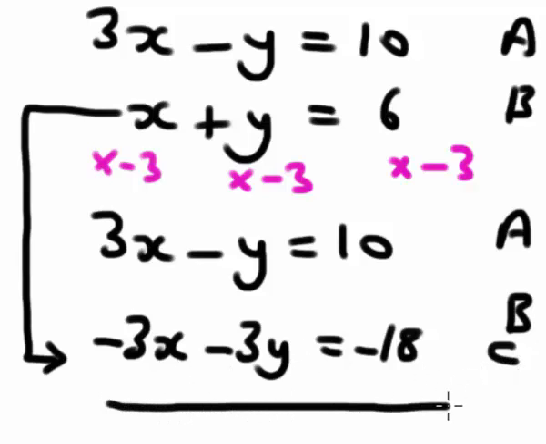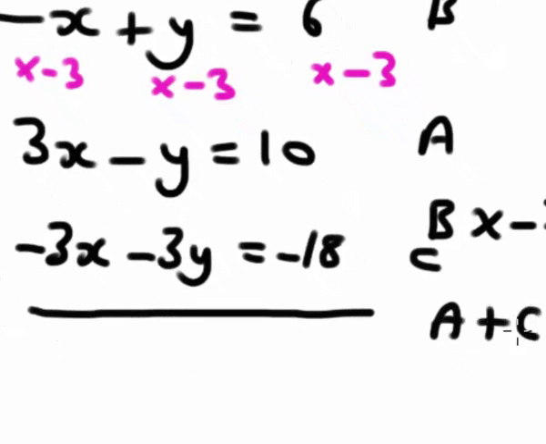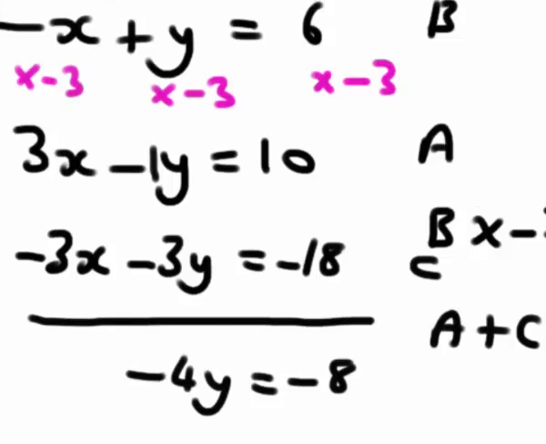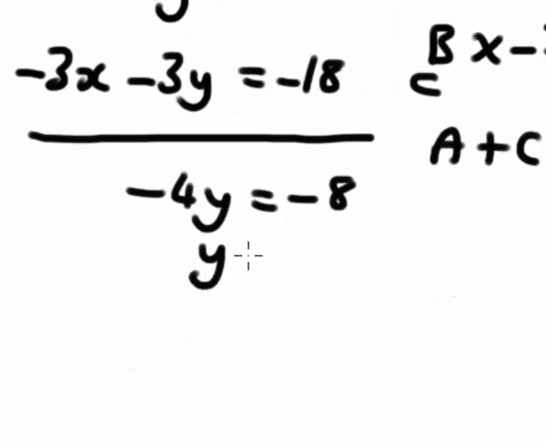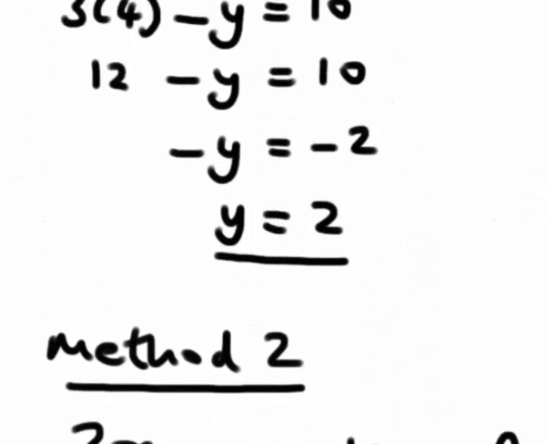All you've got to do is add A and C. Now look at this. 3x minus 3x cancels. Negative 1y minus 3y is negative 4y, equals 10 minus 18, which is negative 8. Now look at this. If you divide both sides by negative 4, y is equal to 2, as you wanted, as in the previous example.